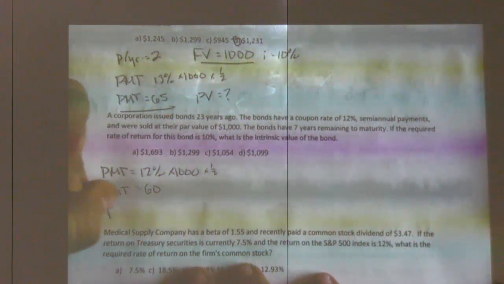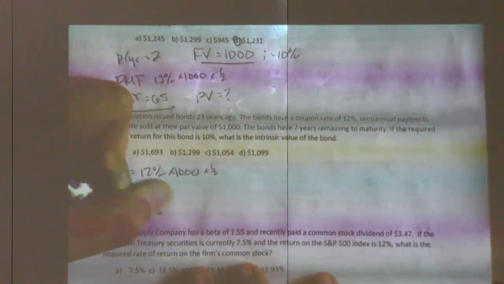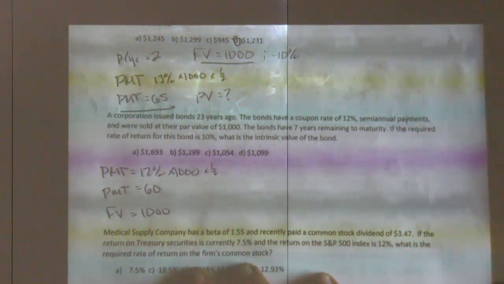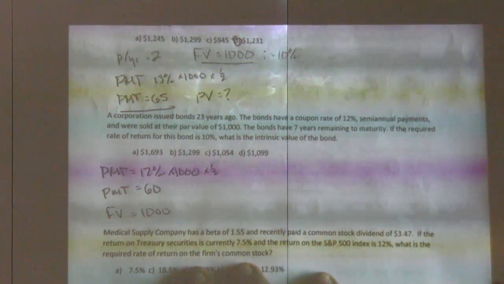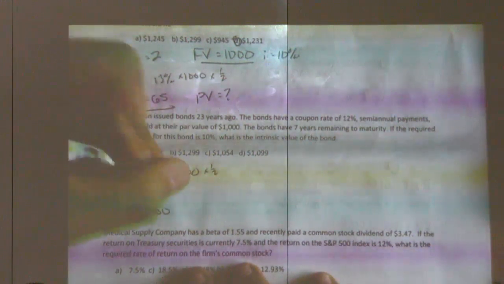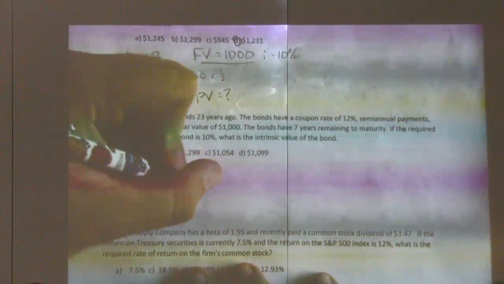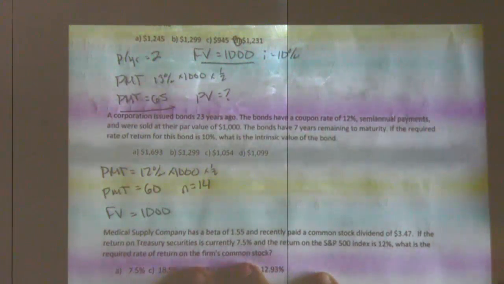Par value is 1,000, so that's future value of 1,000. Bonds have 7 years left to mature. Since it's semi-annual, you're going to do 7 times 2, so your N is going to be 14. And the required rate of return is 10%.